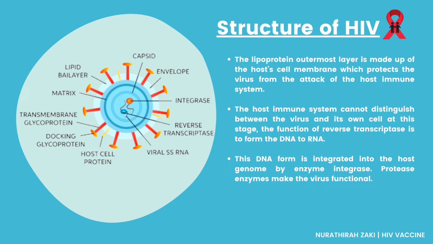This is the structure of HIV, in which the lipoprotein outermost layer is made from the host cell membrane, which protects the virus from attack by the host immune system. The host immune system cannot distinguish between the virus and its own cells at this stage. The function of reverse transcriptase is to form DNA from the RNA. This DNA is integrated into the host genome by the enzyme integrase. The protease enzyme makes the virus functional.